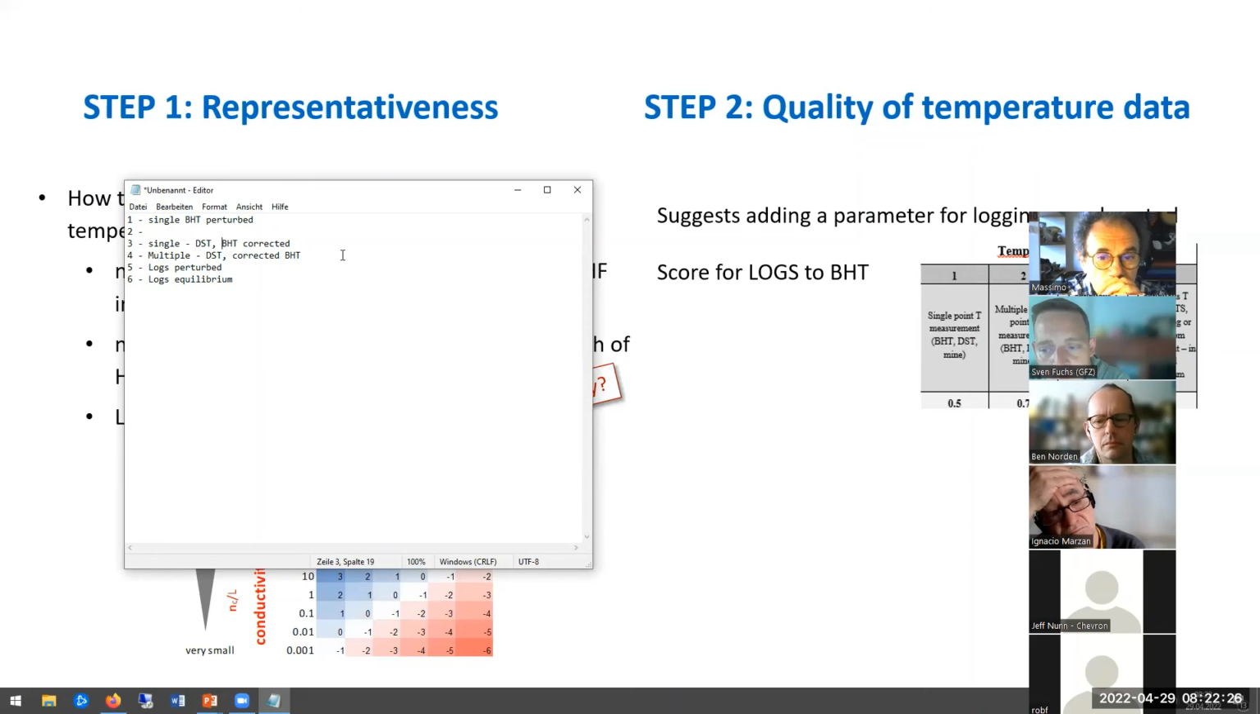And I'll be looking at the same issue in terms of the multiple measurements. So multiple BHT perturbed and multiple DST or BHT corrected. So adding two options for the multiple data point. Okay, so how should it be mentioned here?